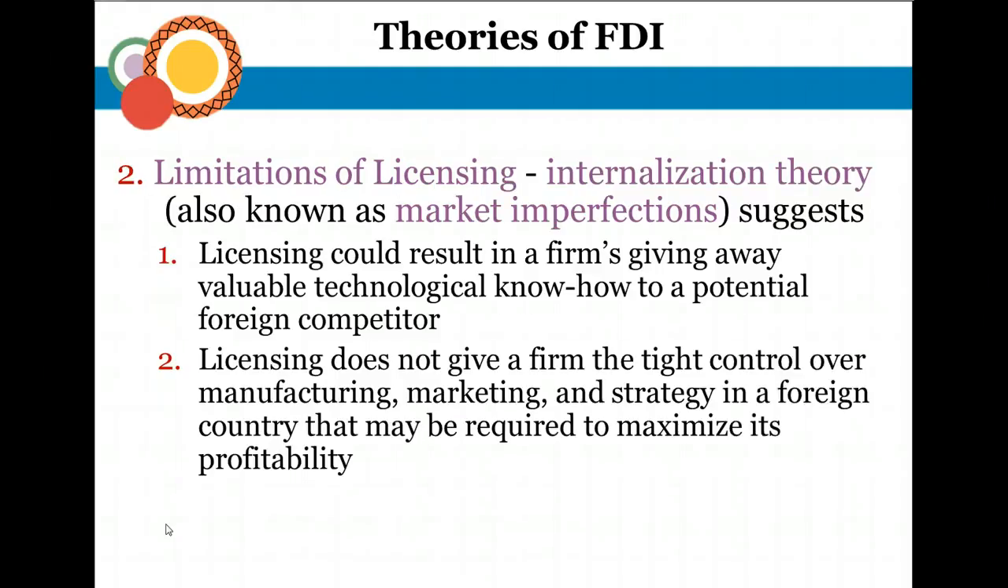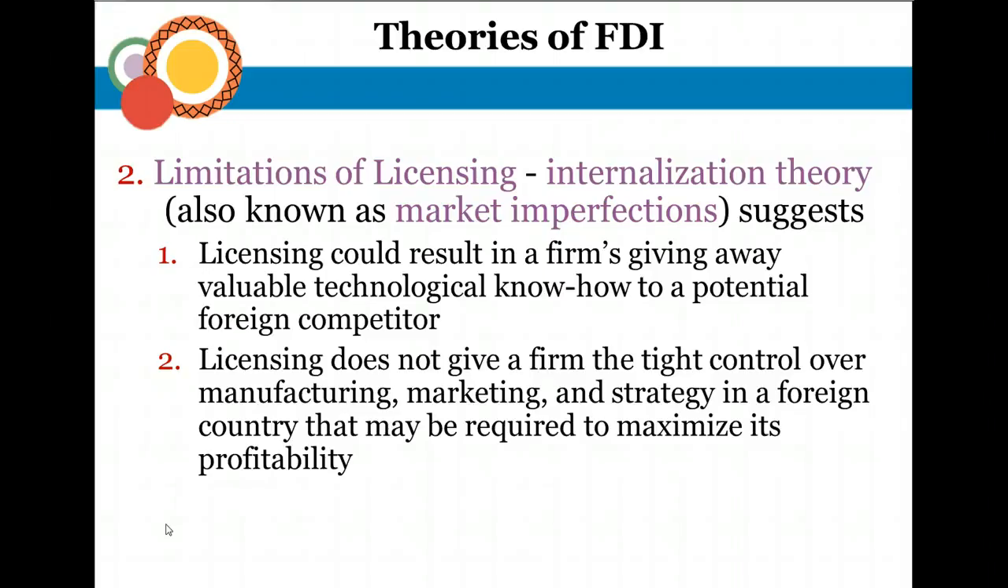Let's look at some of the limitations of licensing. Licensing may result in a firm giving away valuable technology and know-how to a potential foreign competitor. So if Tesla wants to license its know-how and ability to make electric cars in China or, say, India, they run the risk of these companies learning all the detailed, sophisticated technology and assembly know-how and going into competition directly against Tesla at some point in the future.